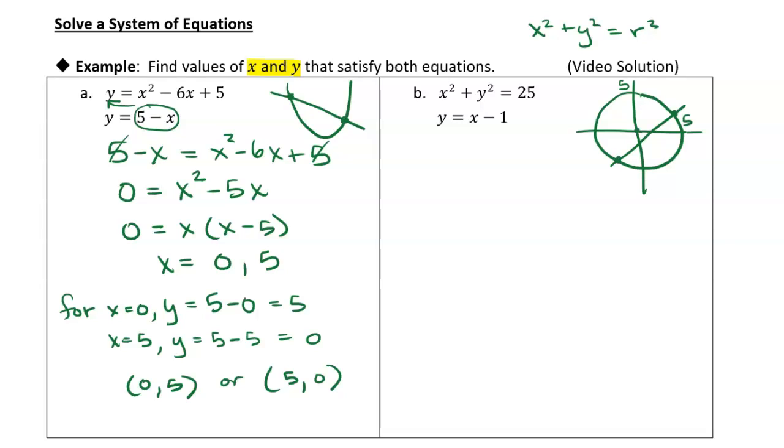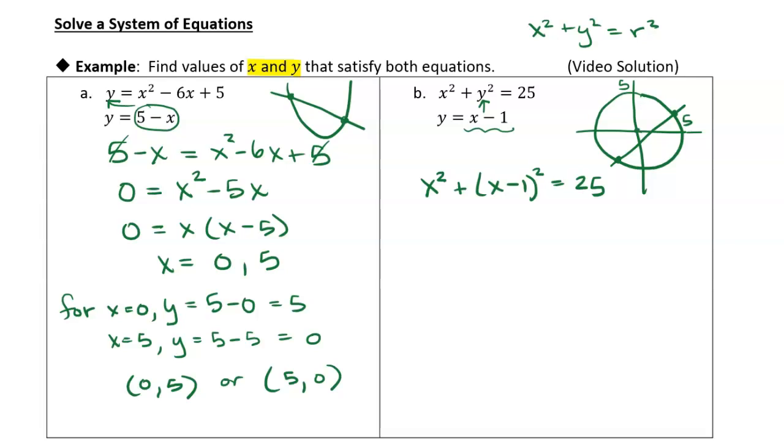And it should intersect at 2 points, so we should get 2 solutions. And again, we can do a substitution, right? Because we have y. This is y, and if we plug that in for y, because we're trying to find the points that satisfy both equations, so if we make a little substitution, then we get x squared plus (x minus 1) squared equals 25. Okay, so we can solve that, right?